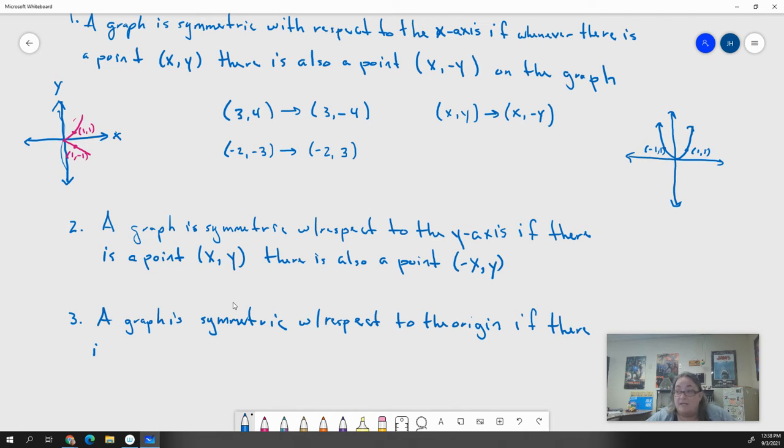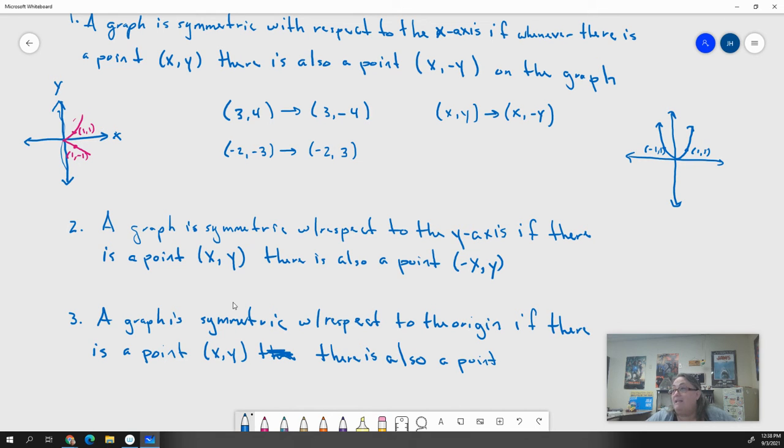Yes, Moses got it. That point (0, 0) is the origin. That center point in our graph is the origin. If there is a point (x, y), there is also, oh, that's terrible handwriting. There is also, can anyone guess what this point might be?